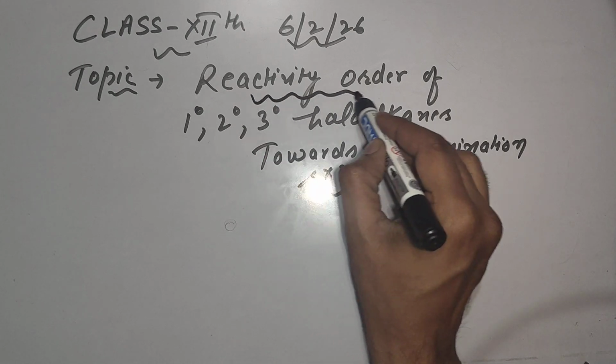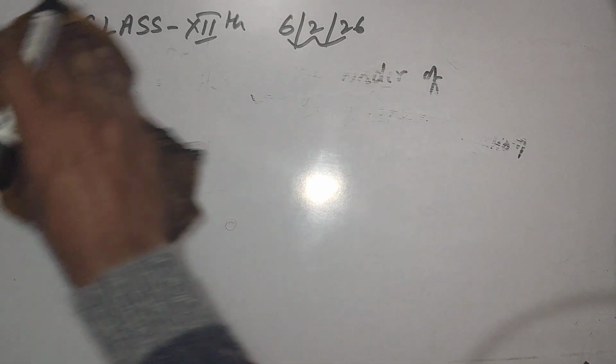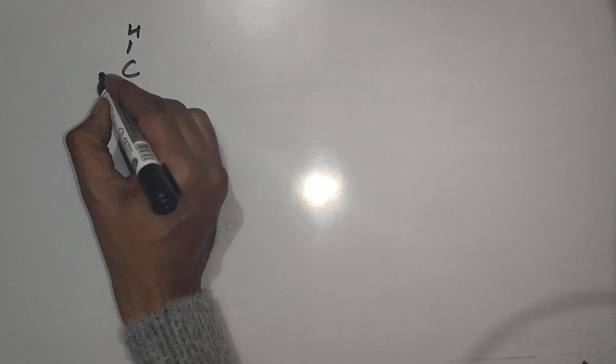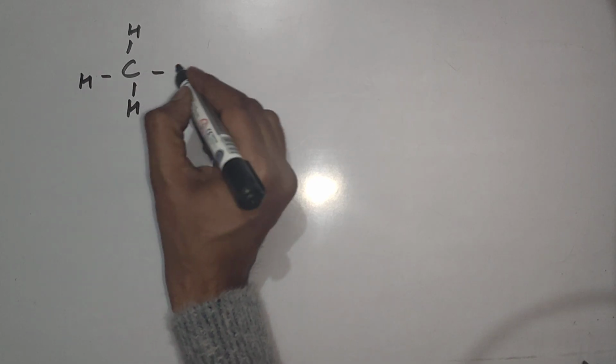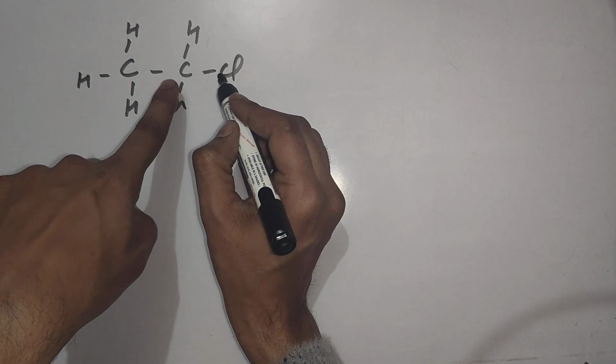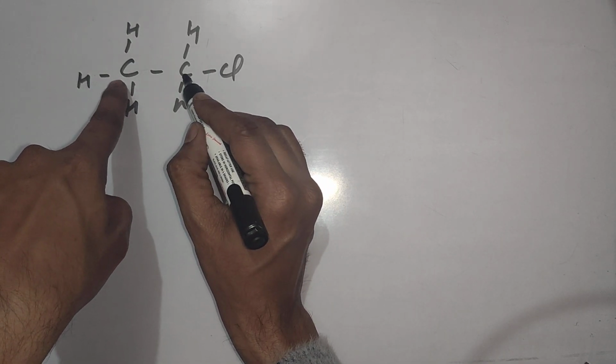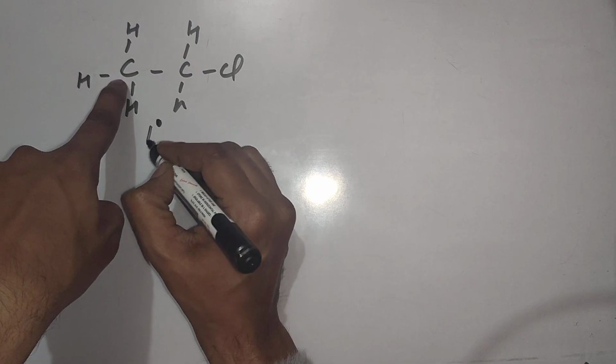Next, let's understand reactivity order of 1 degree, 2 degree, 3 degree haloalkanes toward beta elimination reaction. First, we need to understand what are 1 degree haloalkanes. Check this haloalkane. The carbon is connected to the halogen, which is further directly connected with one carbon. So this is 1 degree haloalkane.